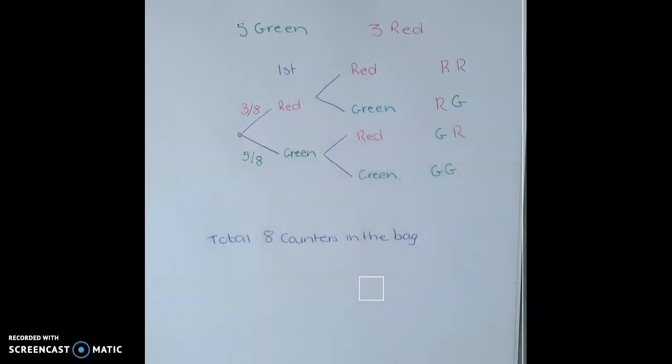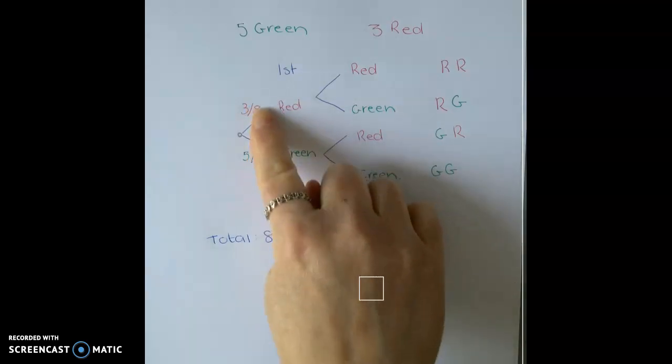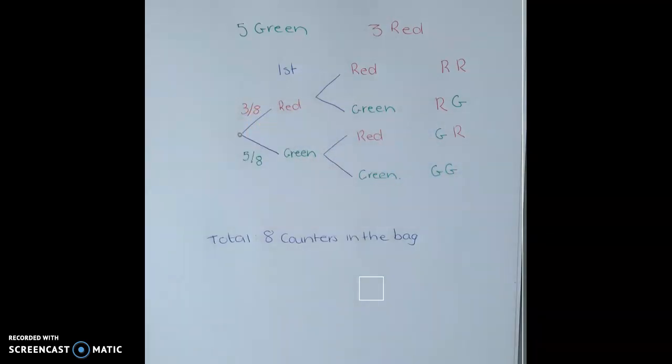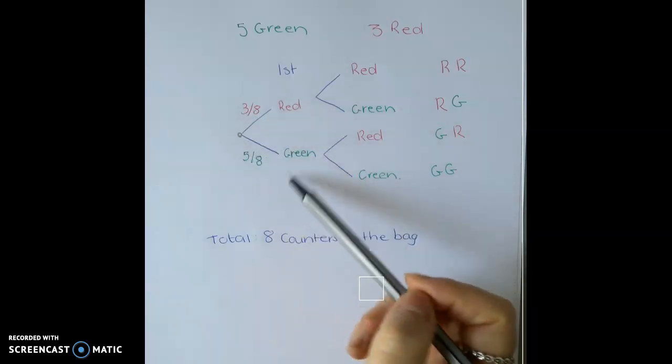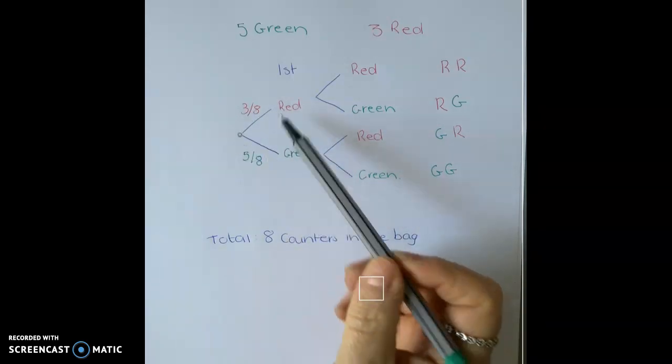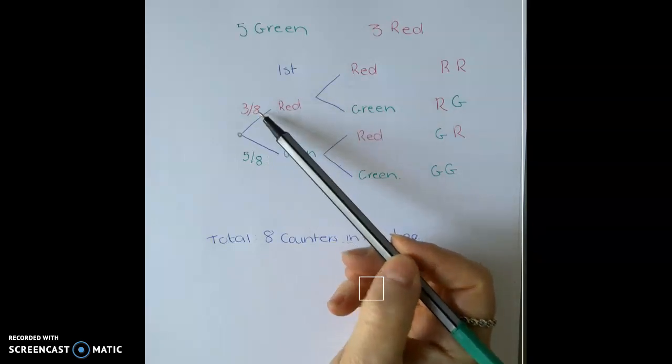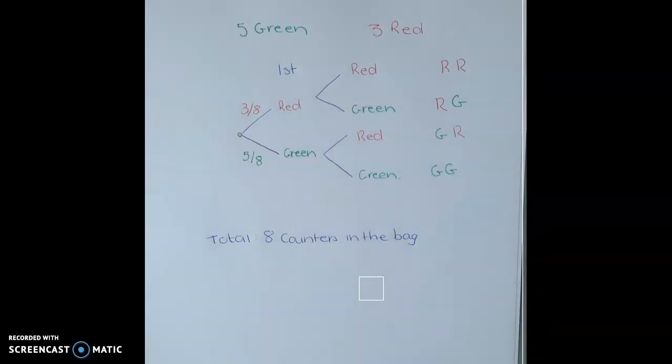Now, before you complete the rest of the tree diagram, and before it gets too complicated in more complex questions, these branches should always add up to 1. So you can check as you go along that you've worked these probabilities out right. So does 3/8 add 5/8 equal 1? Yes, it does. So we know we've got it right.